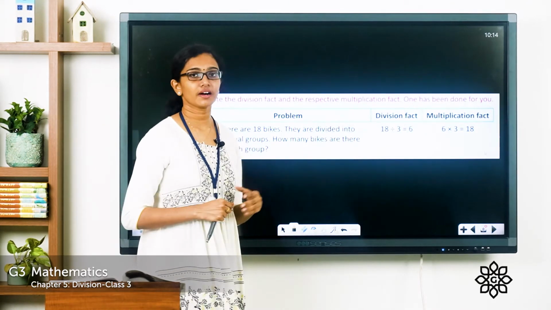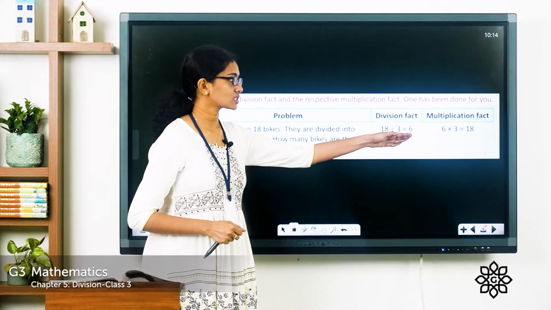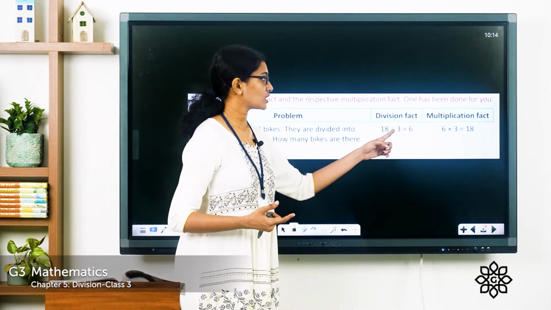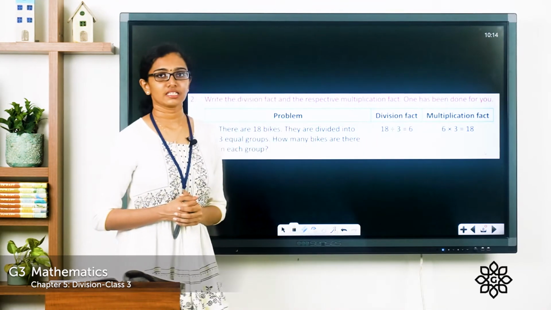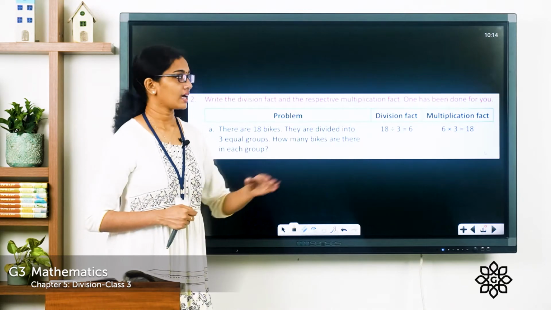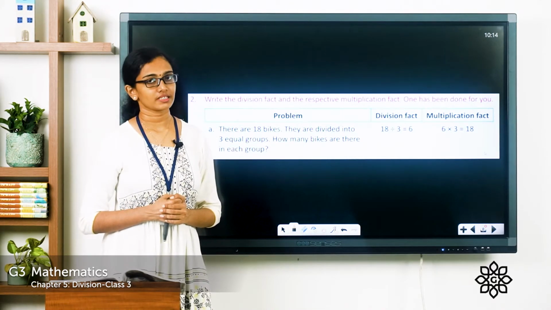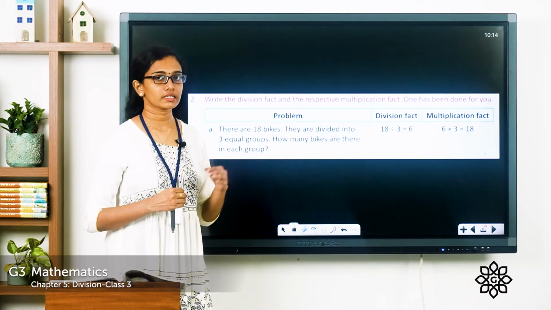And what is 18 divided by 3? 18 divided by 3 is equal to 6, because 6 into 3 is equal to 18. So in each group there will be 6 bikes, and we have written the division fact and the multiplication fact from the question. Now I hope you understood this one.